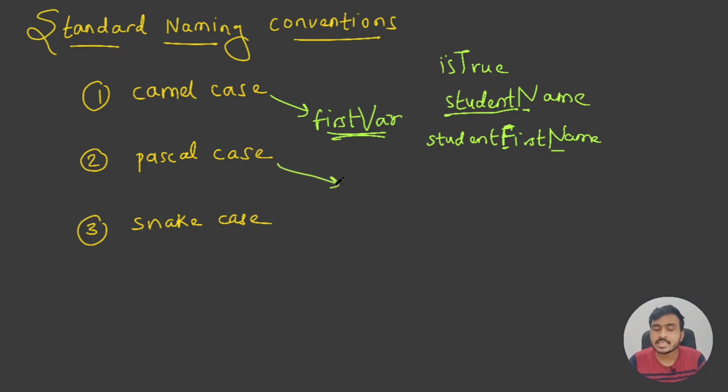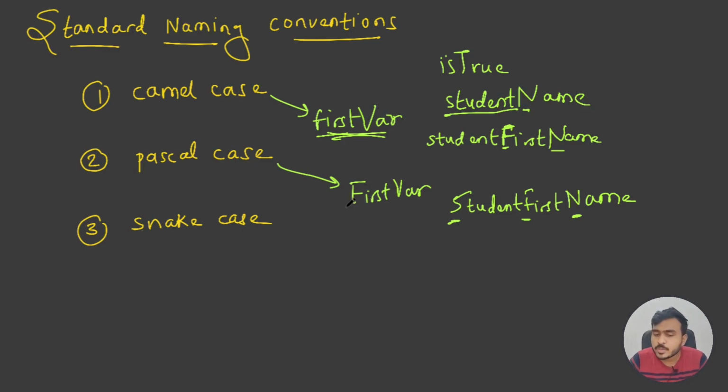Now Pascal case is very similar to camel case. The only difference is that in camel case the entire first word is lowercase, but in Pascal case the first character of your first word is also going to be capital. So let's try to write the same names in Pascal case as well. The first var will be written like this. Student first name will be written like this. You can observe that over here S, F and N are capital. You can observe here F and V are capital. So this is Pascal case.